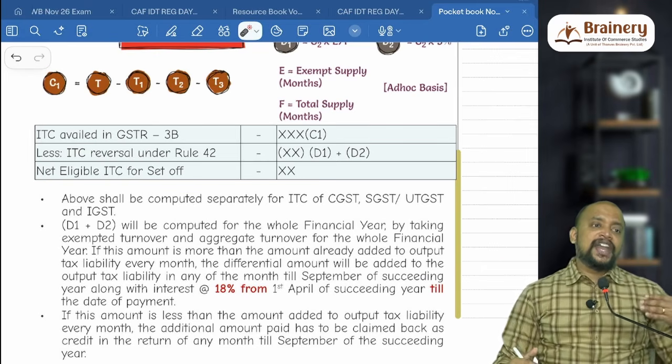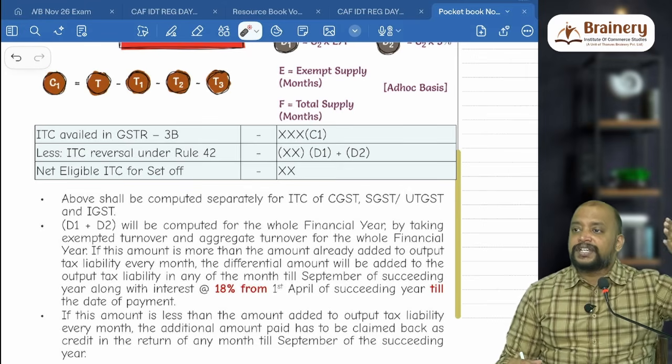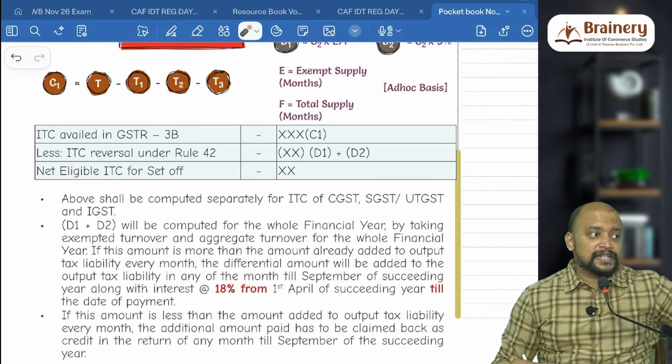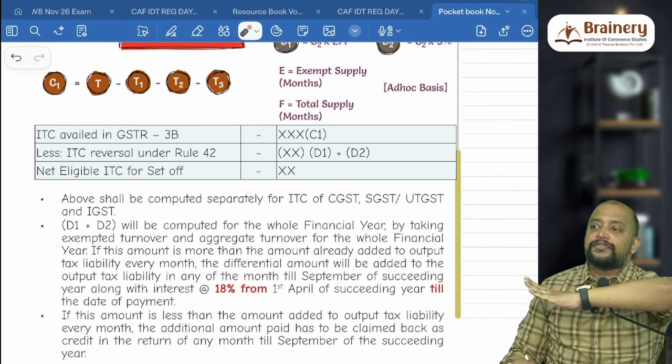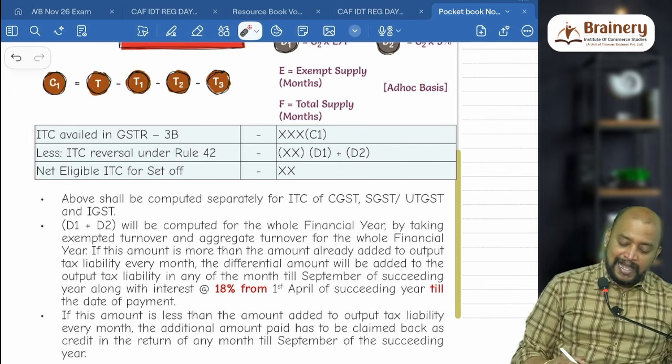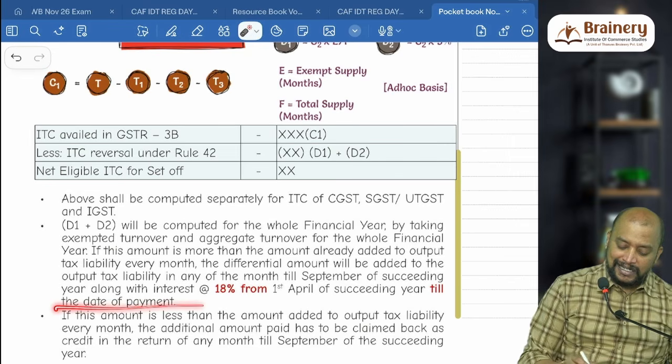And suppose if we have to reverse excess amount, then we need to reverse along with interest at the rate of 18% from 1st April of the next year till the date on which we are doing that reversal. 18% per annum from April of the succeeding year till the date of payment.